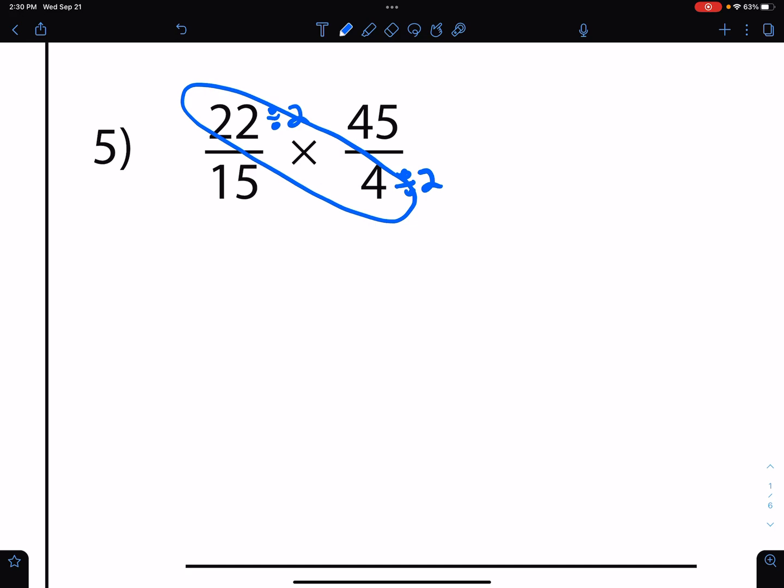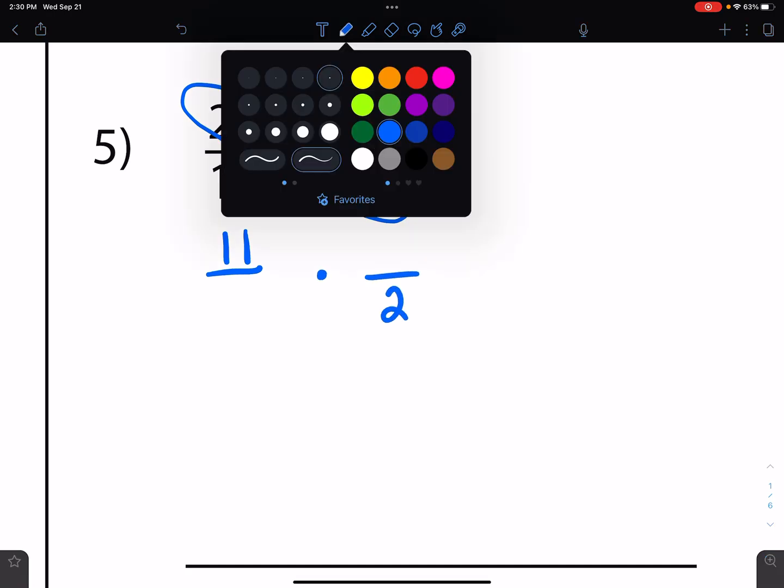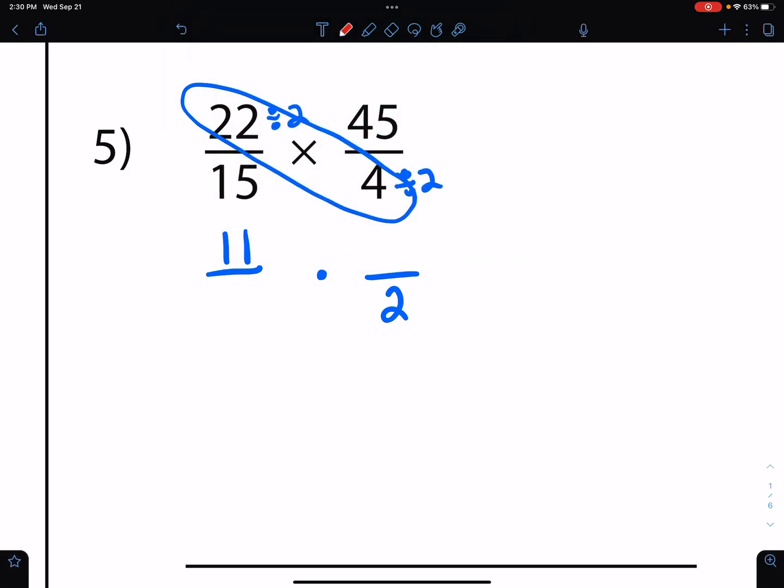Okay, so I'm going to rewrite that. So 22 divided by 2 is 11, and 4 divided by 2 is 2. What I do to the top, I have to do to the bottom. What I do to the numerator, I have to do to the denominator.